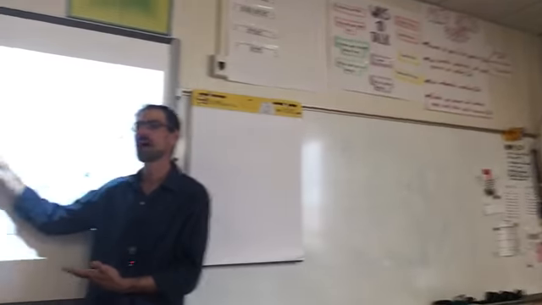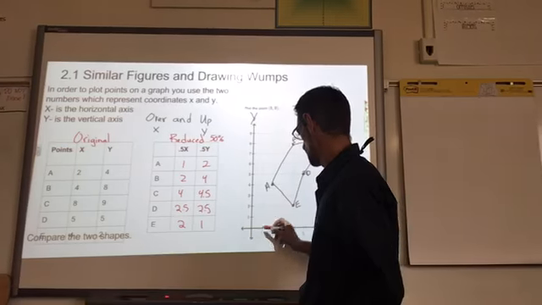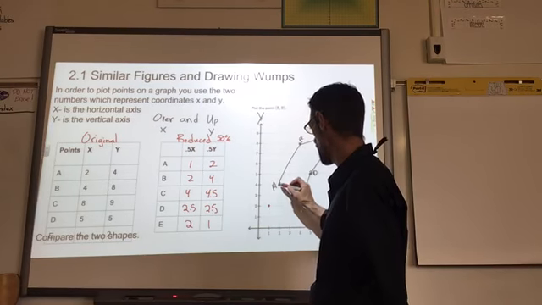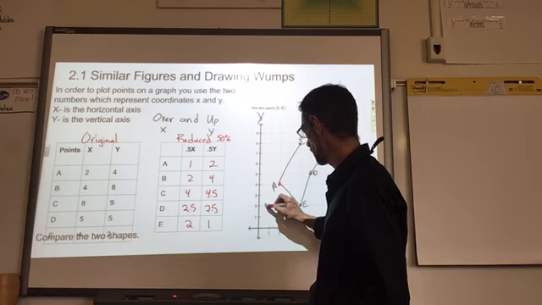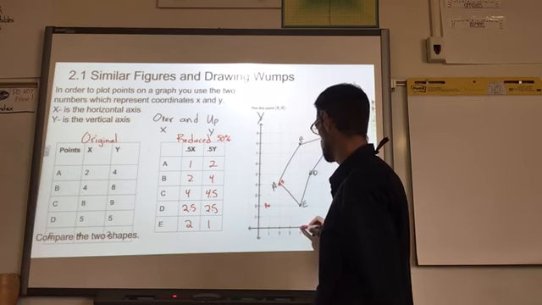So now I plot these points. Go ahead and plot these points. I go over, up. Over, up. And I'm going to label them. That way if I make a mistake, it's easier to find.